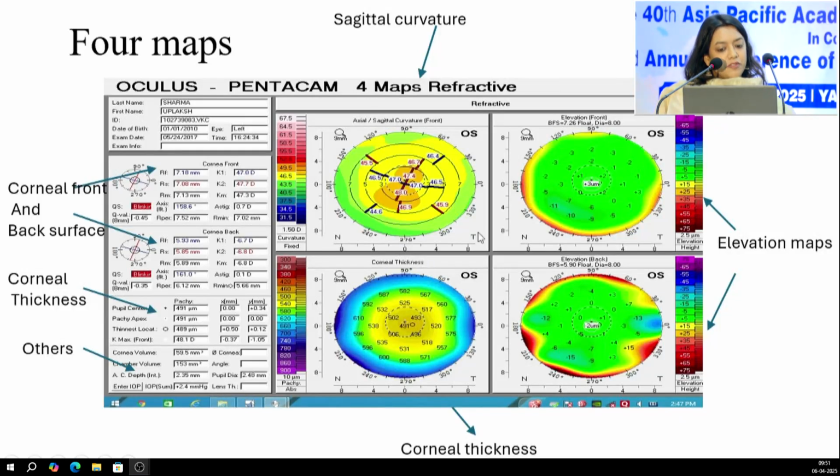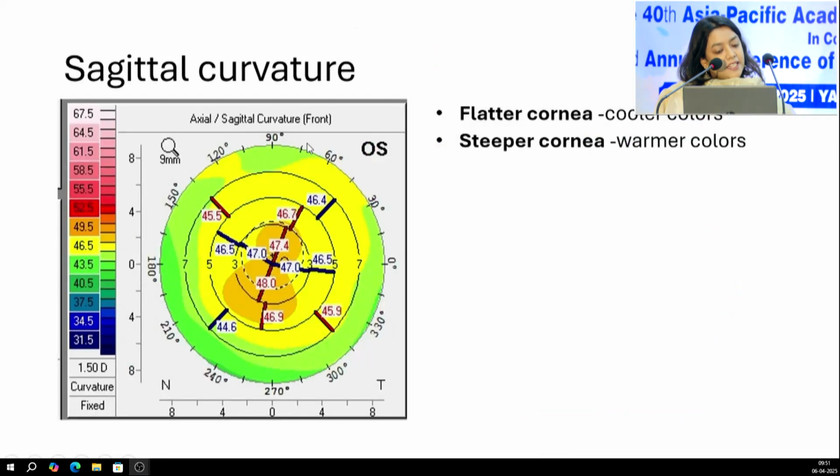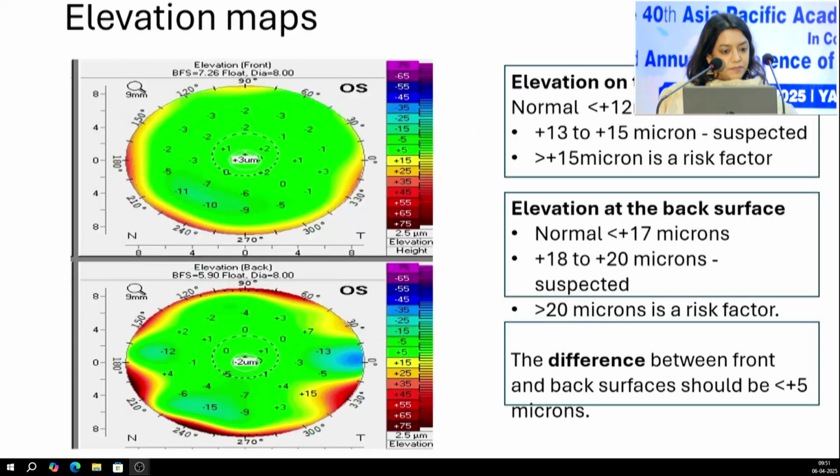The first map is a very important map, the axial or the curvature map. It represents the anterior curvature of the cornea and is represented in the form of dioptric values. The average dioptric value is 43 to 46 diopters. Anything more than 47, 47.2 to be exact, is considered suspicious for ectasia. The warmer colors represent the higher dioptric values, or the steepening, and are at risk.